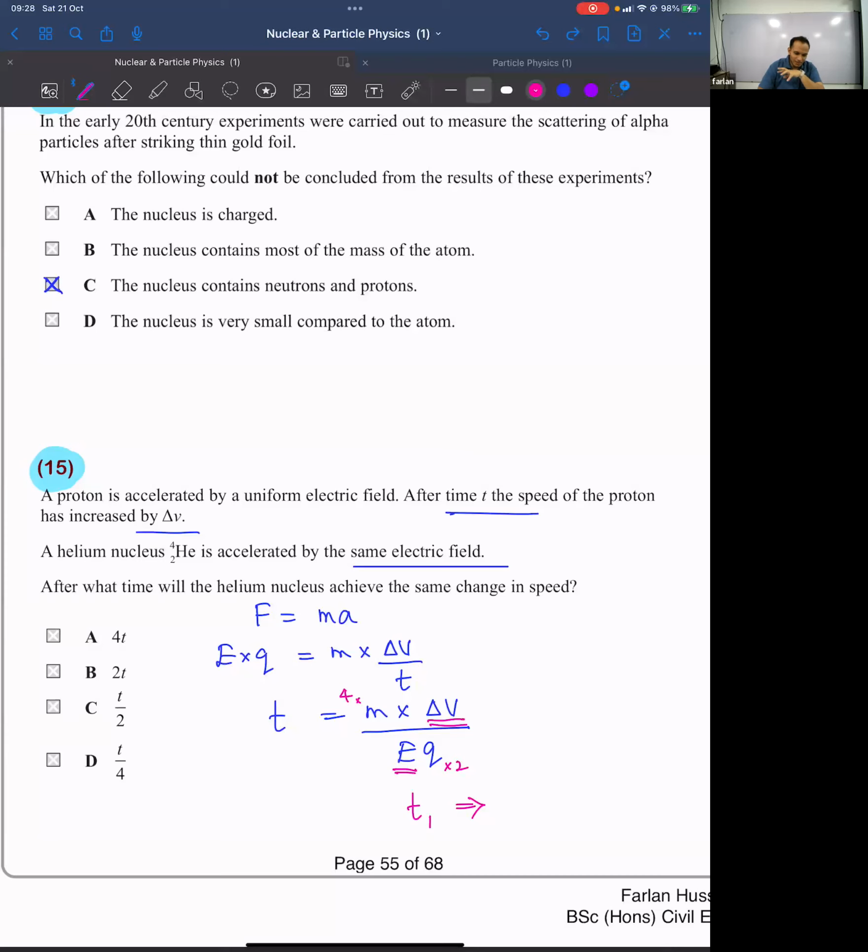Now listen, guys. This helium nucleus has 2 protons and 2 neutrons. So it has a mass 4 times the mass of the proton and 2 times the charge of the proton. So the time taken for the helium nucleus will be T into 4/2, which is 2T. My answer is B. Do you understand? Since the mass is 4 times, the time taken will be 4 times. Since the charge is 2 times, the time taken will be half. So 4 into half, both taken into account, it will be 2T. Understood?